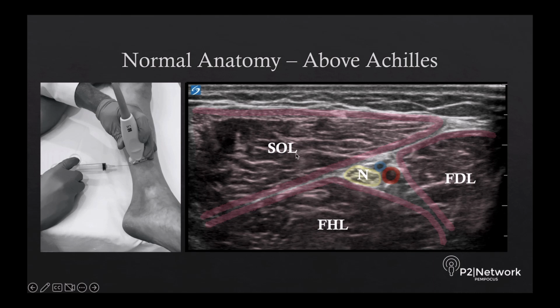This time now we have the soleus muscle coming into view, having advanced again above the Achilles. Also to take note of here is we have this potential space, this fascial plane sitting between these muscle layers.